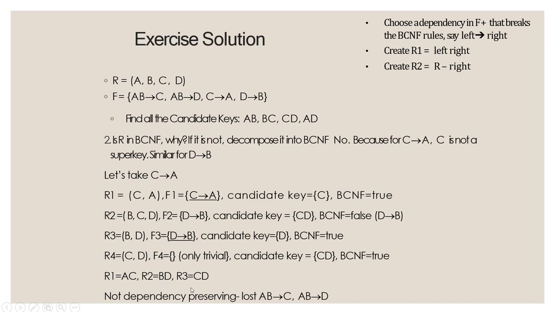Let's check if this is dependency preserving or not. Okay, so here AB determines C. Do we see ABC anywhere in here? No, this one doesn't have B. So yeah, this was lost. Same thing with this one. ABD cannot be found in any of these relations. What about CA? It appears in R1, so this was preserved. We have BD here, which was preserved in R2, but because we have lost these two, it is not dependency preserving.